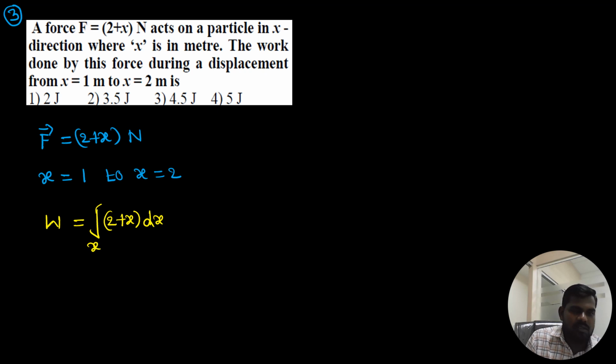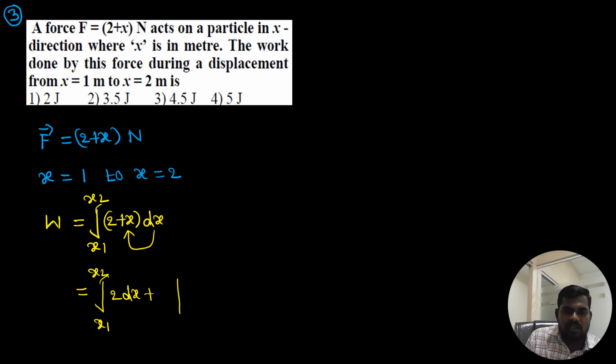Limits in this case are x1 to x2. Now, this is (2 plus x), right? So we have to multiply the dx inside this bracket. That is equal to integration from x1 to x2 of 2 dx, plus integration from x1 to x2 of x dx, that is equal to the work done here.